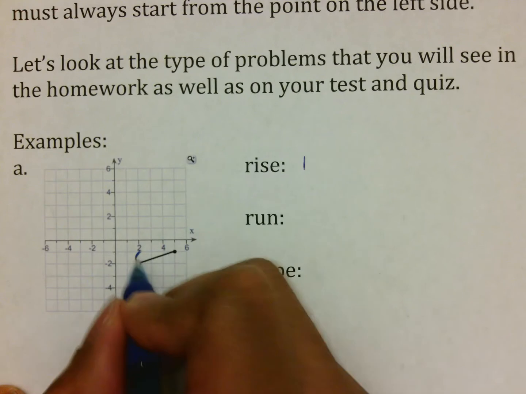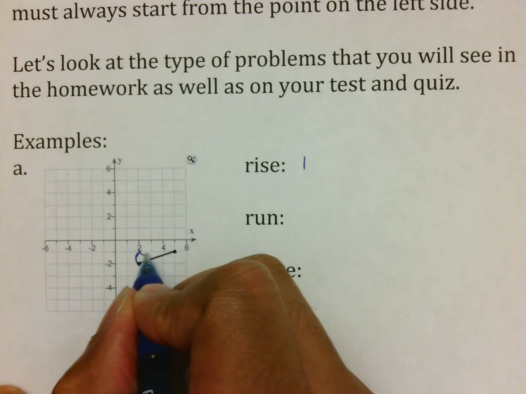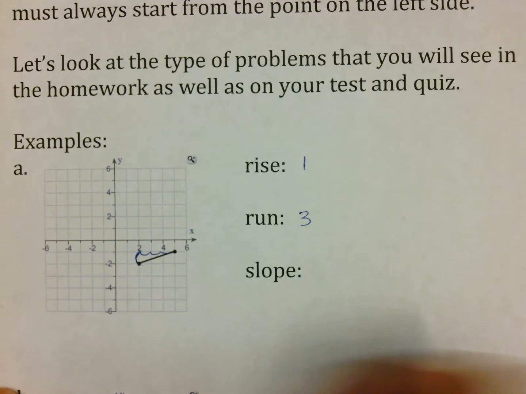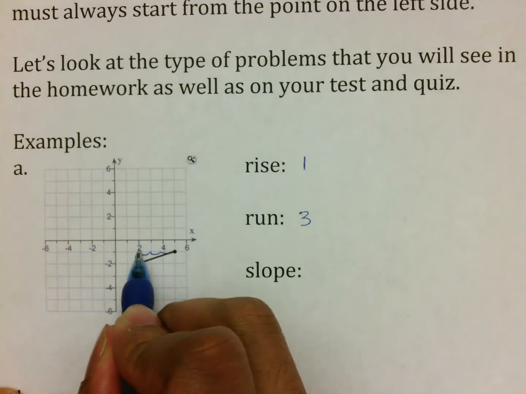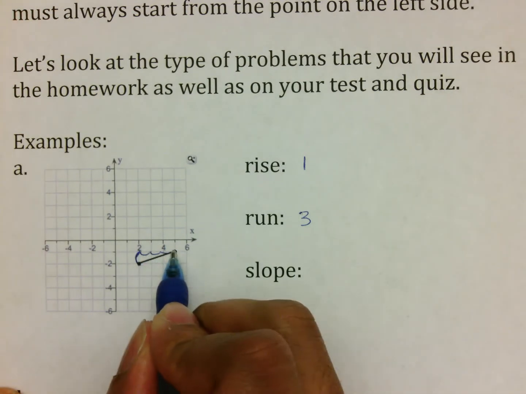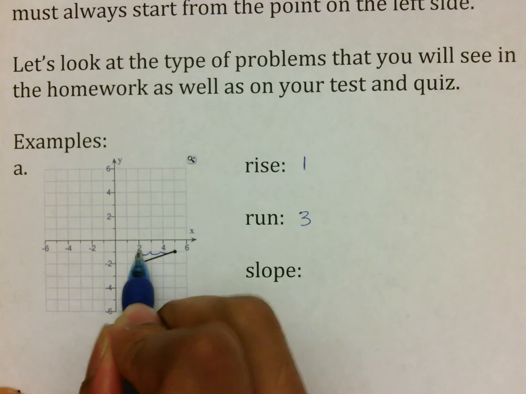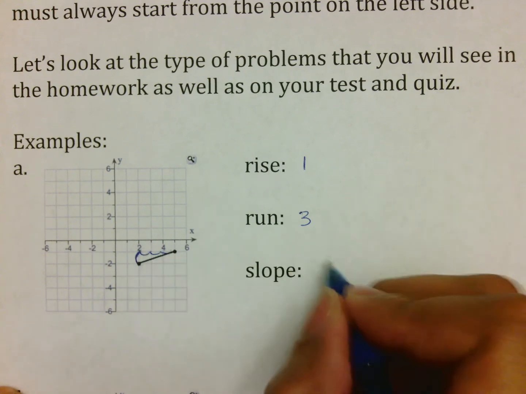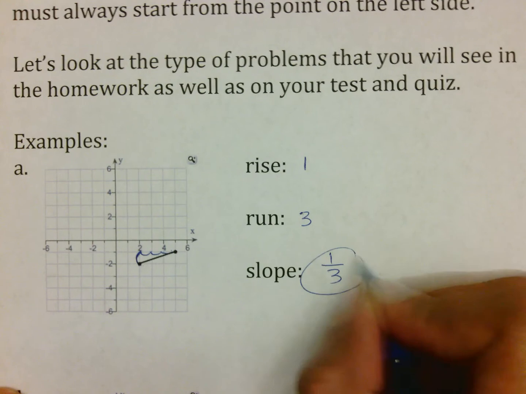Your run is how many steps do I go over. If you count 1, 2, 3, again from here, up 1, over 1, 2, 3. Do you see the pattern I'm talking about? So up 1 jump, over 1, 2, 3 jumps, which means my slope, being rise over run, is just 1/3.